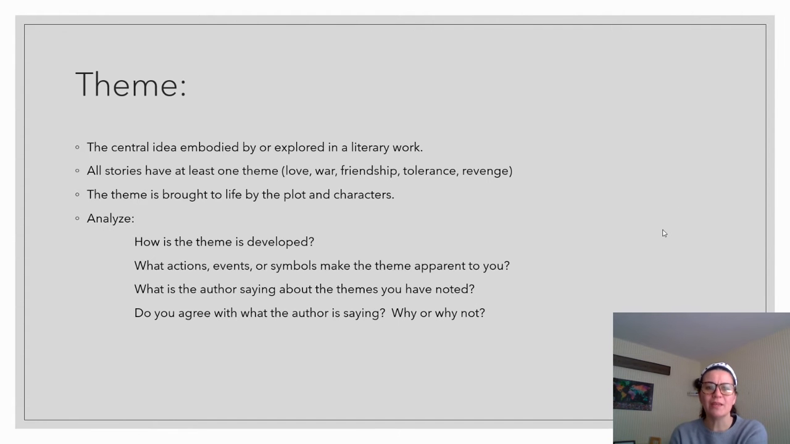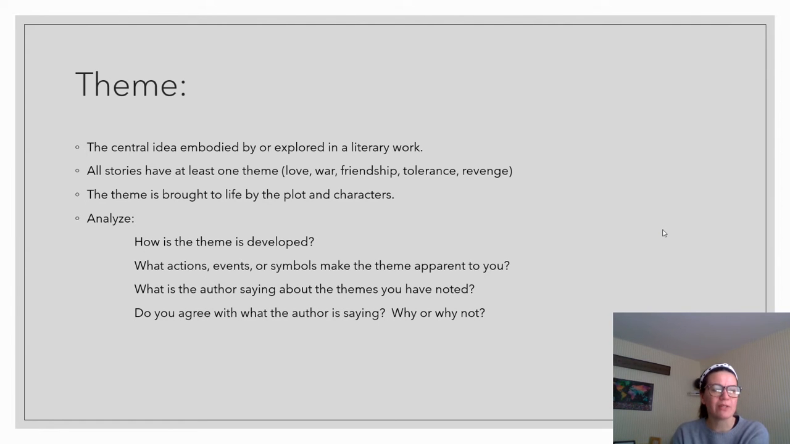The theme. The theme is going to be the central idea embodied by or explored in a literary work. All stories have at least one theme: love, war, friendship, tolerance, revenge. The theme is brought to life by the plot and characters. So analyze how the theme is developed. What actions, events, or symbols make the theme apparent to you? What is the author saying about the themes you have noted? And do you agree with the author's message? And why or why not?